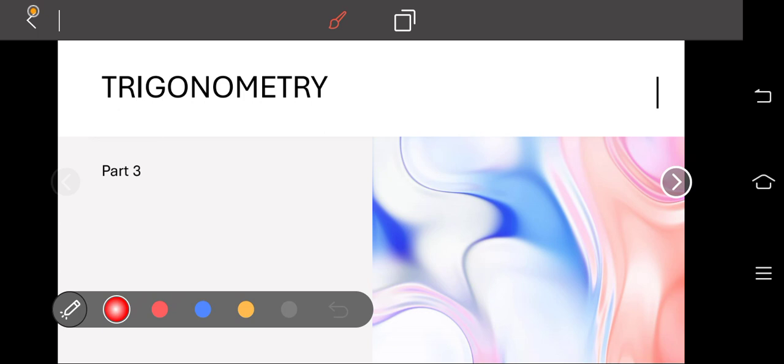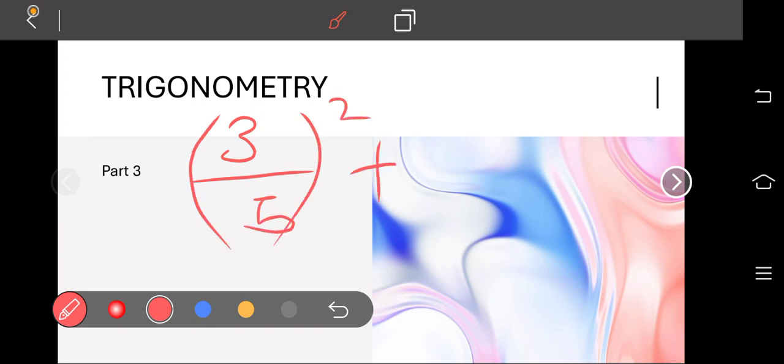As per the given triangle, the first question is sin square theta plus cos square theta equal to what? What is the sin theta formula? Opposite to theta by hypotenuse. So sin square theta is opposite to theta by hypotenuse, whole square. Opposite to theta is 3, and hypotenuse is 5, whole square. This is the value for sin square theta.